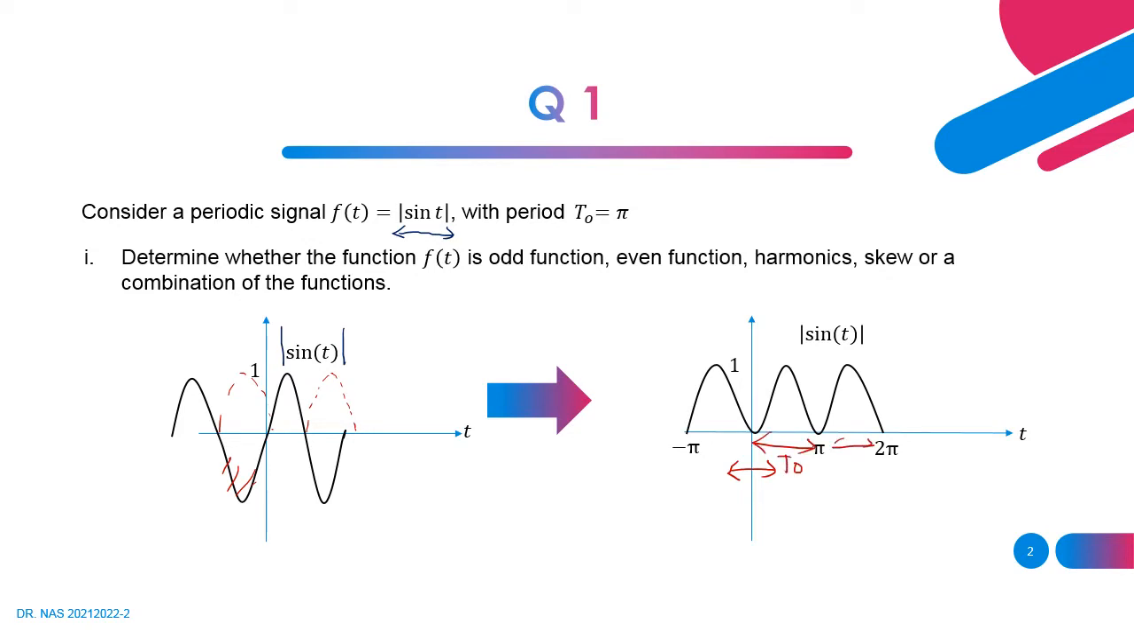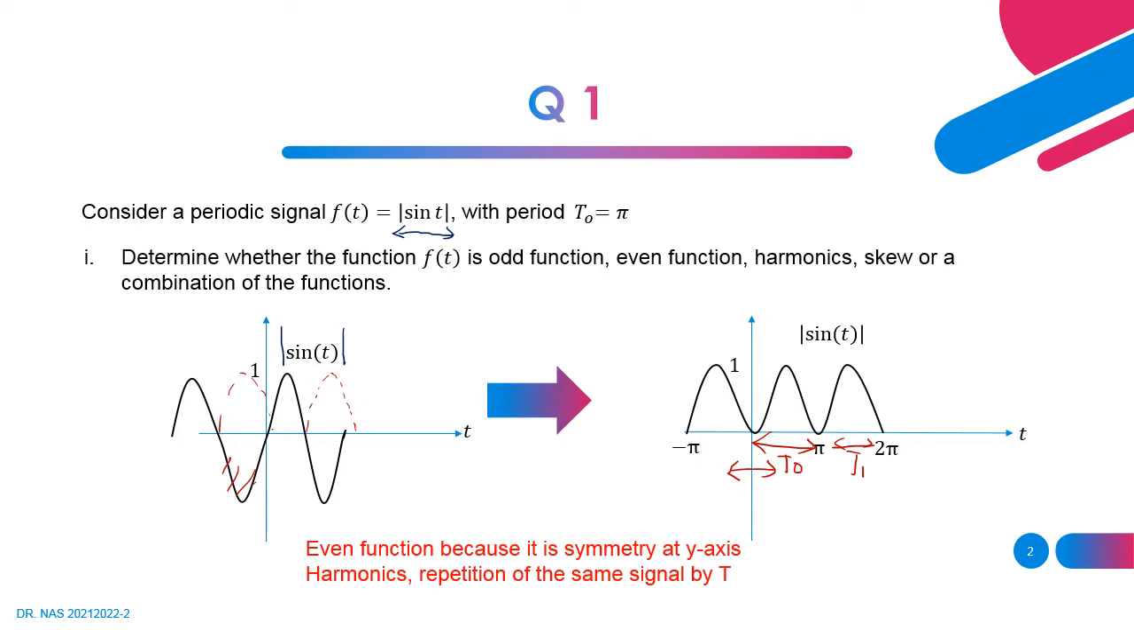So this function is an even function because it is symmetry at the y-axis, and it is also a harmonic signal, as you can see the repetition of the fundamental signal by the same fundamental period. Basically, when you answer a question, please also provide some statement or justification to your answer.